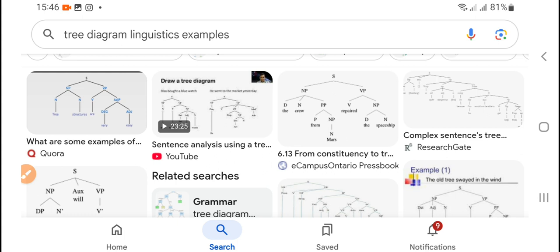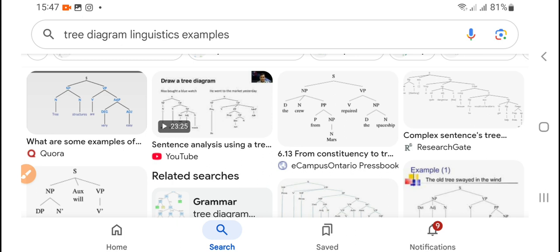And use auxiliary verbs to show if the action is in the past, present or future. So you know that auxiliaries are used for showing time, right? So is, am, are for present tense, was, were for past tense, will, shall for future tense, right? So that is very important, you should know. Right, now we will discuss the tree diagram, right?